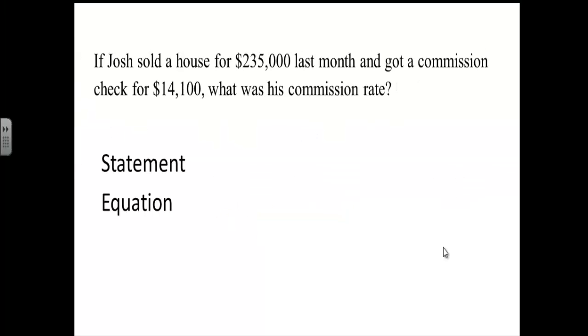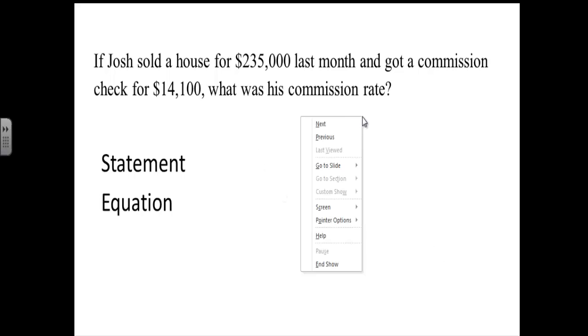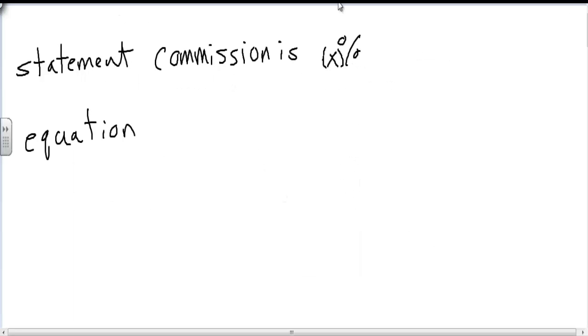If Josh sold a house for $235,000 last month and got a commission check for $14,100, what was his commission rate? We're looking for what rate, what percentage of $235,000 will give us $14,100. So from that, I can make a statement which I'll change into an equation. Commission is X% of the total sales. I'll just call it sales.